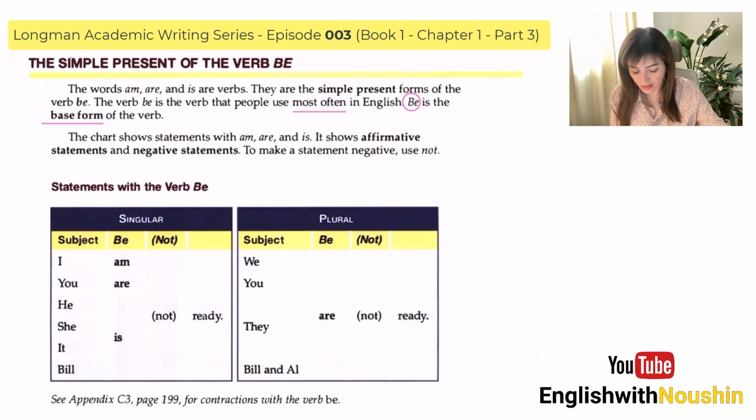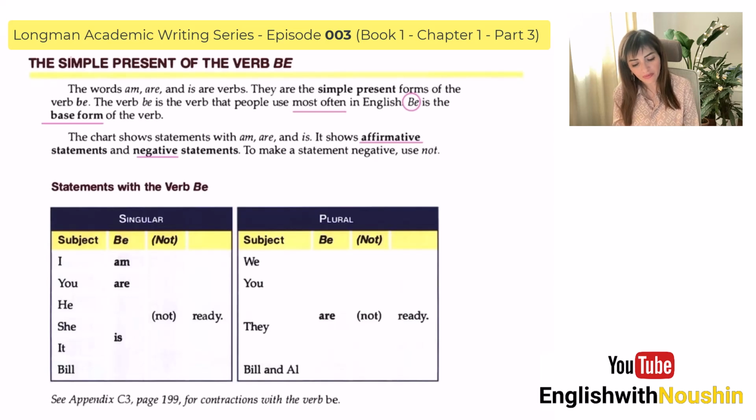We have some affirmative or positive sentences and some negative sentences or statements. The positive form will be subject plus be, sometimes not if you want to make it negative, and then whatever else comes after that. For example, ready: I am ready, you are ready, he, she, it, Bill is ready, or not if you want to make it negative. So I am not ready, you are not ready, she is not ready.